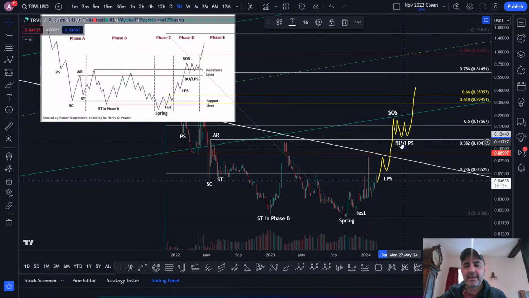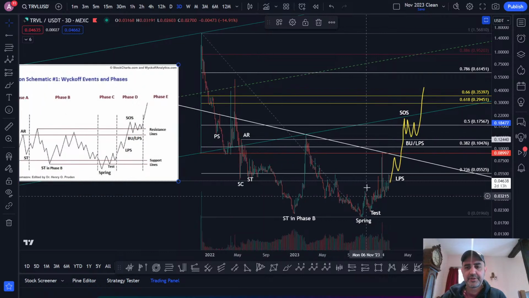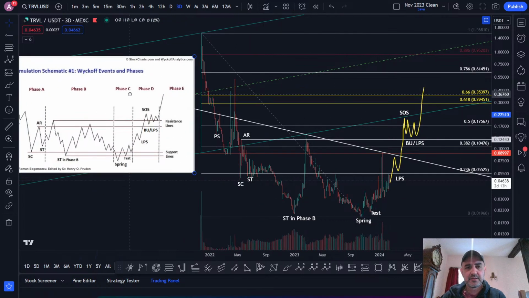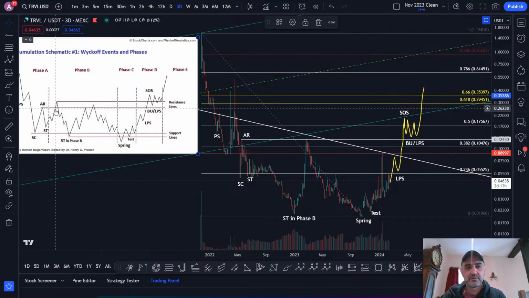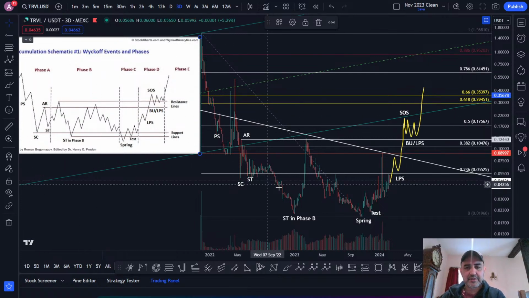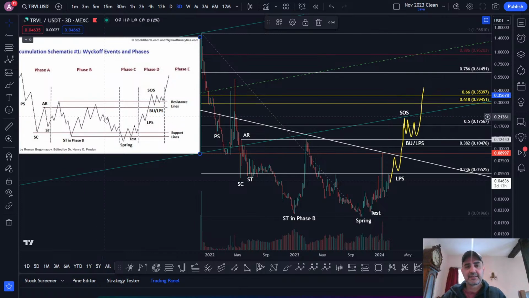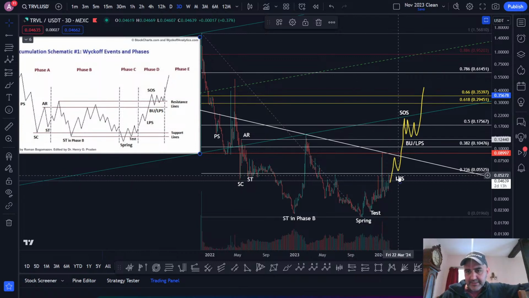All right. So this is kind of what I'm imagining as well, like a Wyckoff accumulation pattern on TRVL. One thing you have to remember with Wyckoff is it's not always exactly like the schematic. This is just one schematic of one chart. The idea is correct, but we don't know. It doesn't have to follow this exactly. But let's see how this plays out.